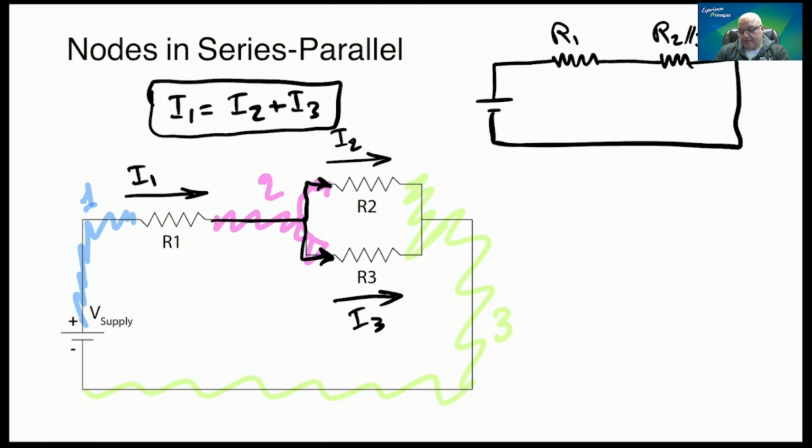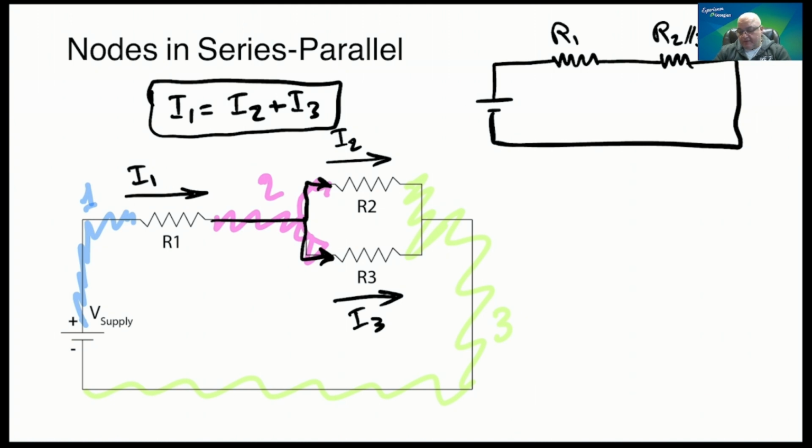Now we can see clearly that R1 is in series with the equivalent resistor of R2 and 3. But I cannot say that R1 is in series with R2. That would be incorrect. I also cannot say R1 is in series with R3. That would be incorrect. In this representation of the diagram, we can say R2 and 3 are in parallel, but that's it. We cannot say anything else.